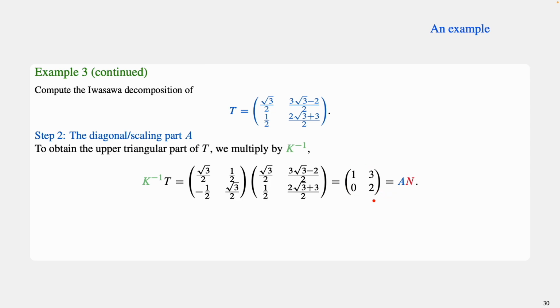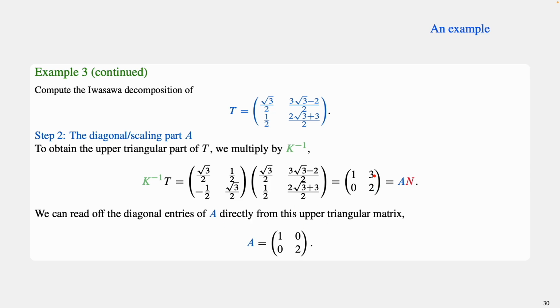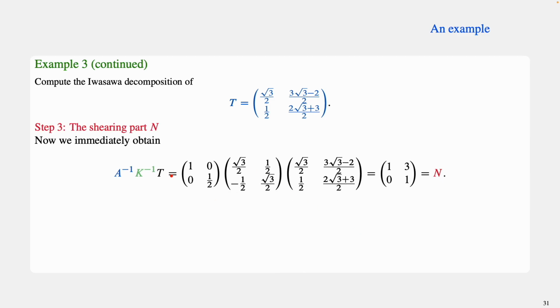And this is, as we expected, an upper triangular matrix, and this has to be the product A times N of our Iwasawa decomposition. Now, we can read off the diagonal entries of A directly from this upper triangular matrix here. So A is the matrix with diagonal entries 1, 0, 1, 2, and the off diagonal entries 0. And we know K and A now, so it's easy to determine N from this. So the shearing part is obtained by multiplying T on the left by K inverse and then by A inverse. So this is A inverse, and this is just K inverse times T as before. And what we get is the shearing matrix with diagonal entries 1, of course, as every shearing, and the proportionality factor 3. And this is N.